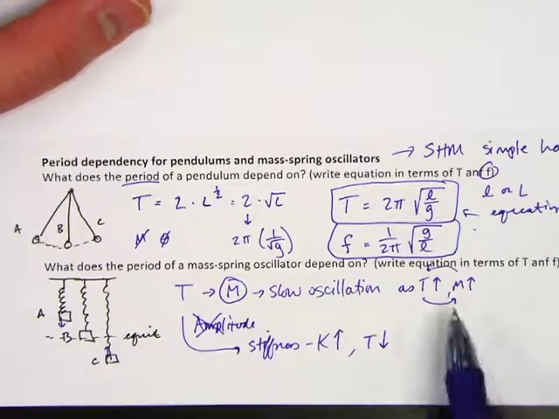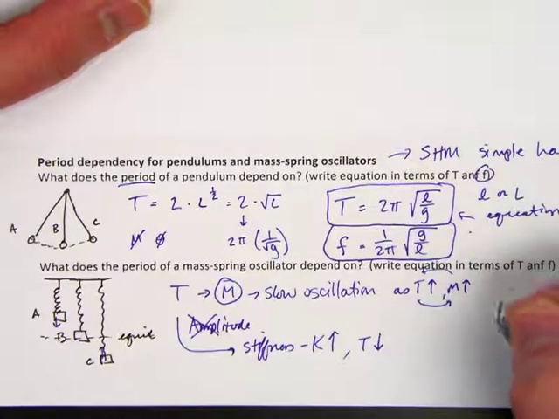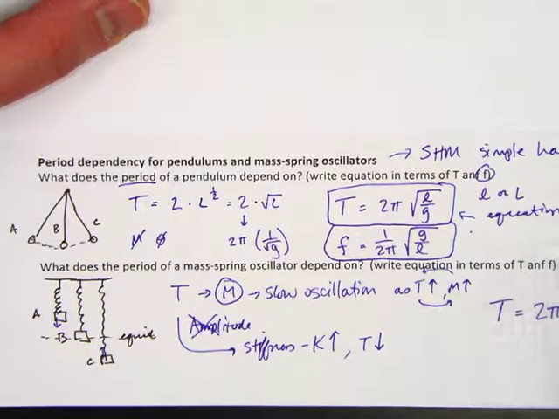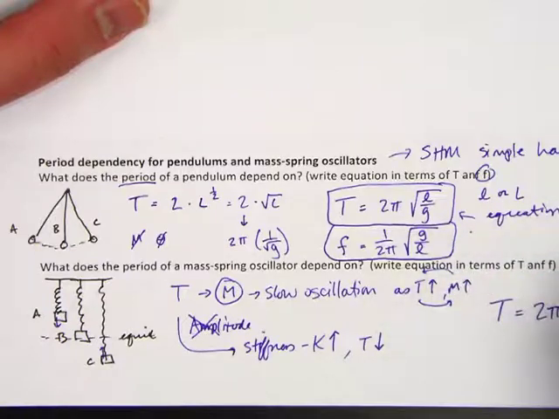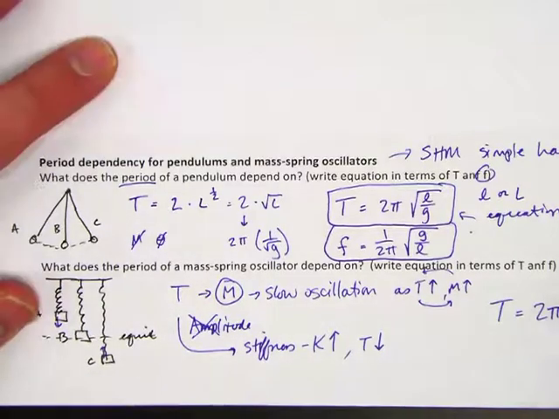Okay? So we have mass direct, K indirect. And it turns out this formula takes on a very similar look. T for a mass spring oscillator is equal to 2 pi times the square root. Now we saw there's a direct relationship with M and an inverse relationship here over K. So it depends on the mass and the stiffness, the K, of the spring.